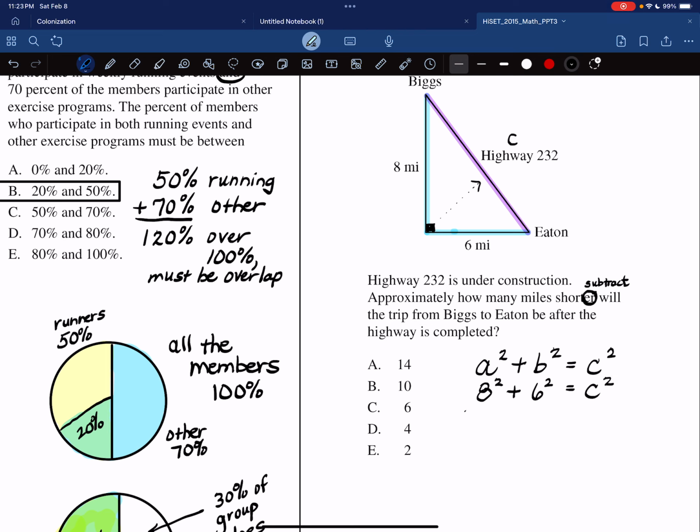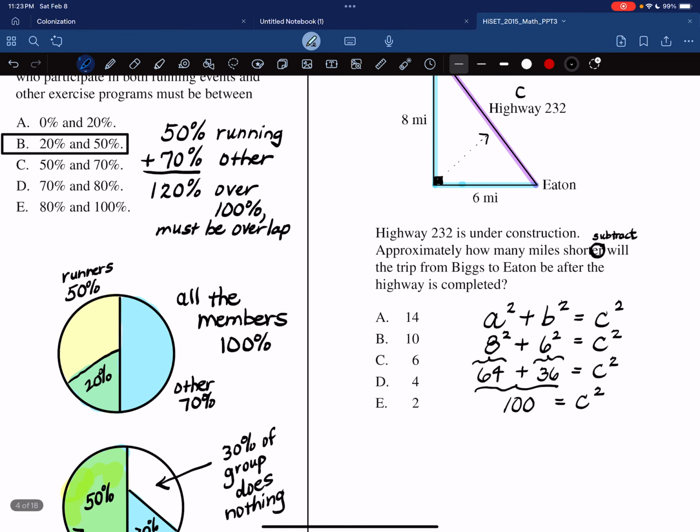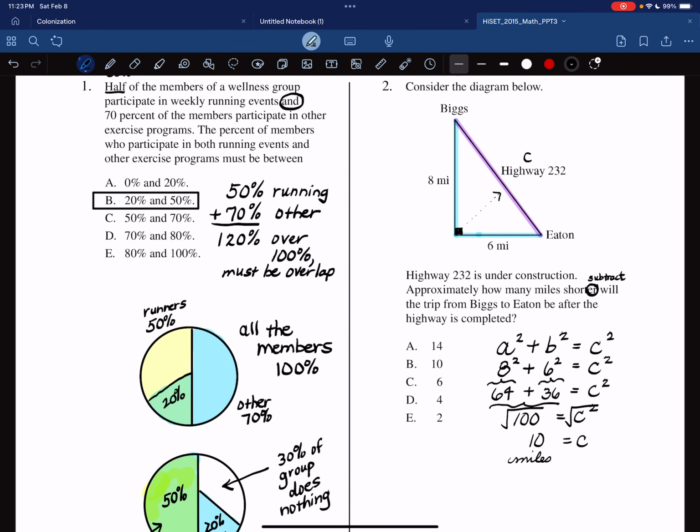So we need to do 8 times 8. That's 64. 6 times 6 is 36. And those two together will give us c squared. So 64 and 36 equal 100, and that is c squared. So you have to take the square root of both sides to get a c over here, and the square root of 100 is 10. So 10 miles is the highway.